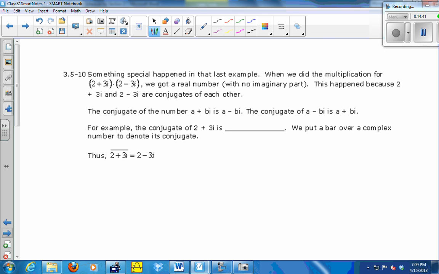Okay, so the conjugate of the number a plus bi is a minus bi and vice versa. A plus bi and a minus bi are conjugates. So the conjugate of 2 plus 3i is 2 minus 3i. And we put a bar over a number to denote its conjugate, but we don't use that notation very much, so don't worry about it.